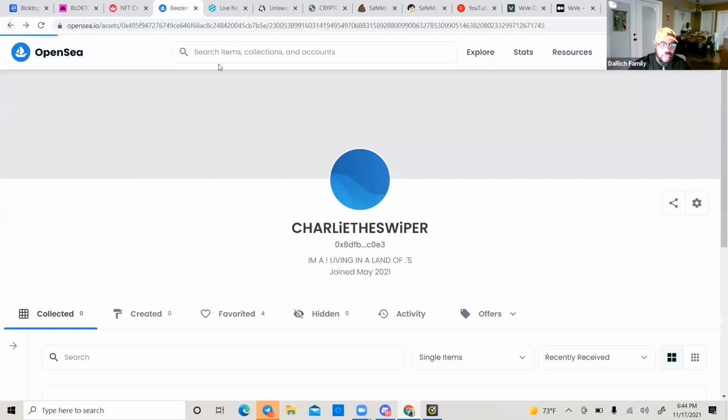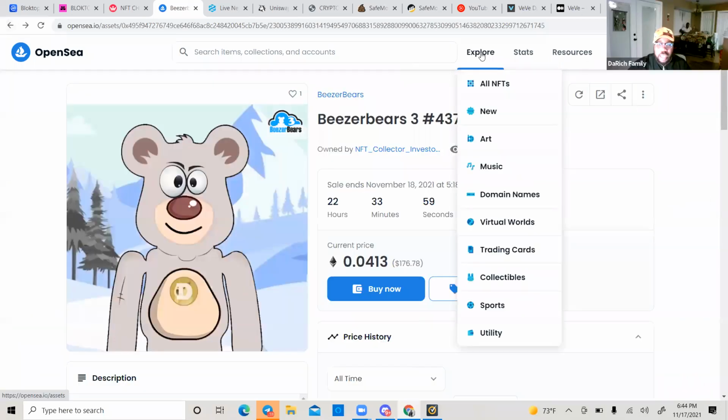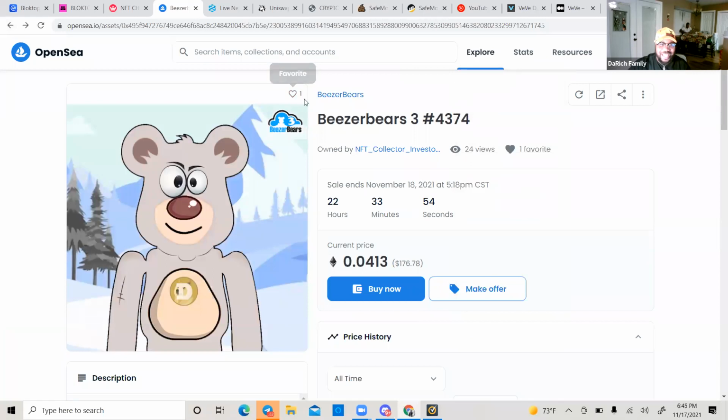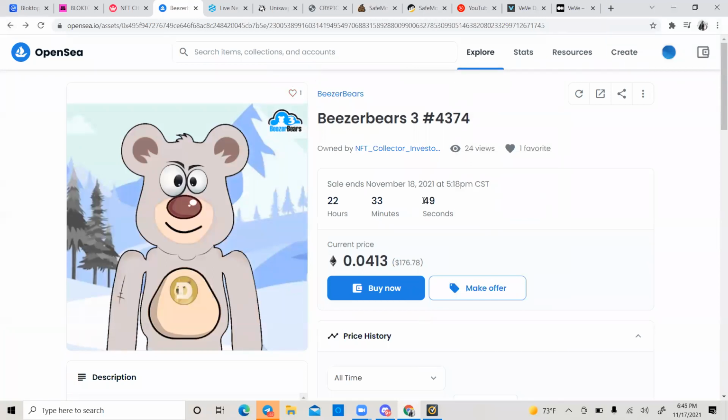And then you want to go and look for different NFTs. Now you can explore and use this, and it's pretty simple and easy. Now, right here, I don't want to get off this. Let me favorite this real quick.